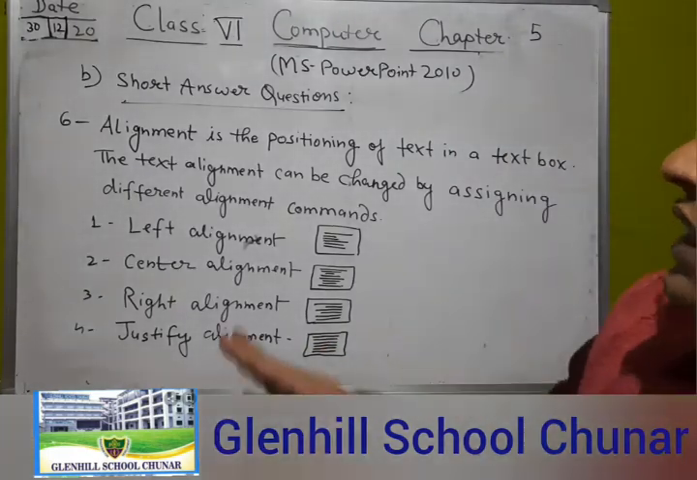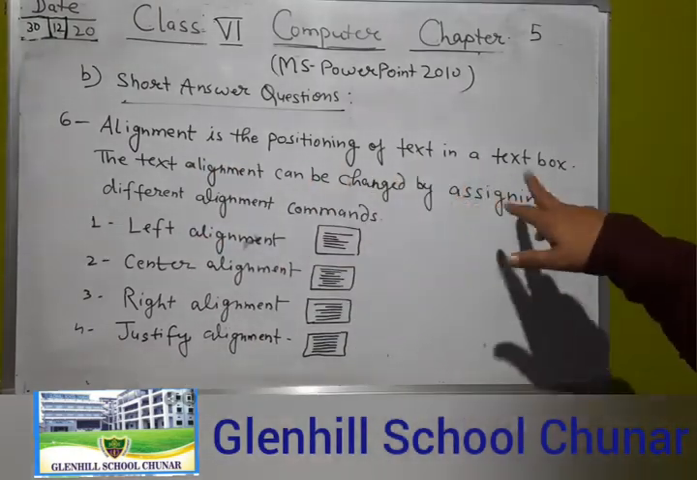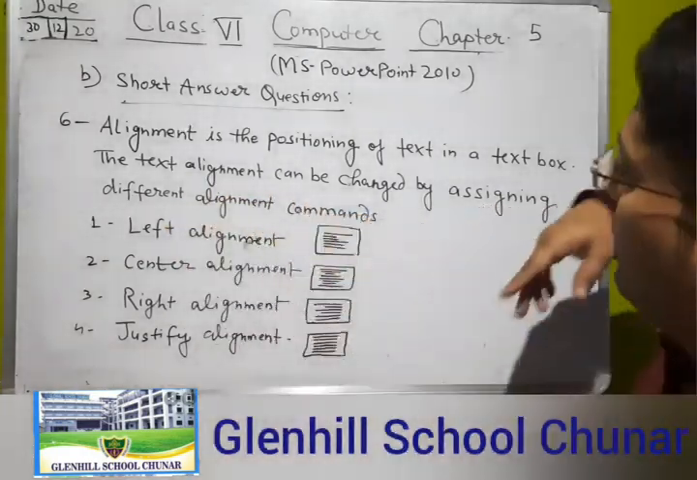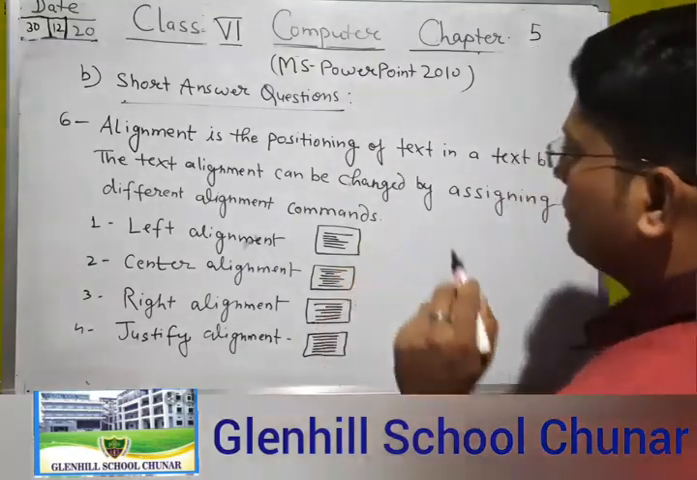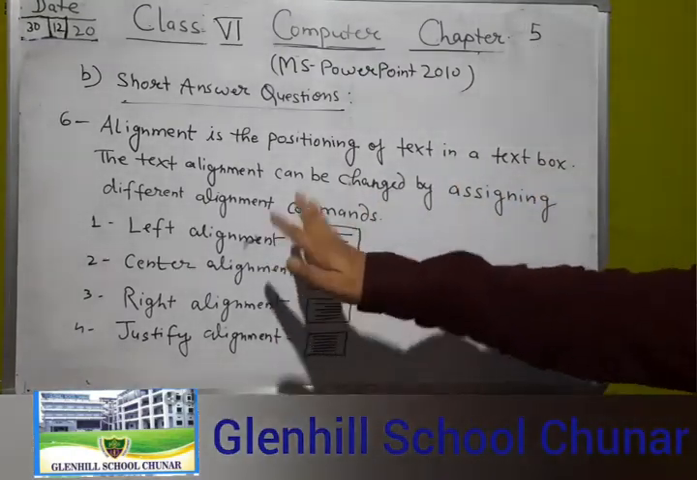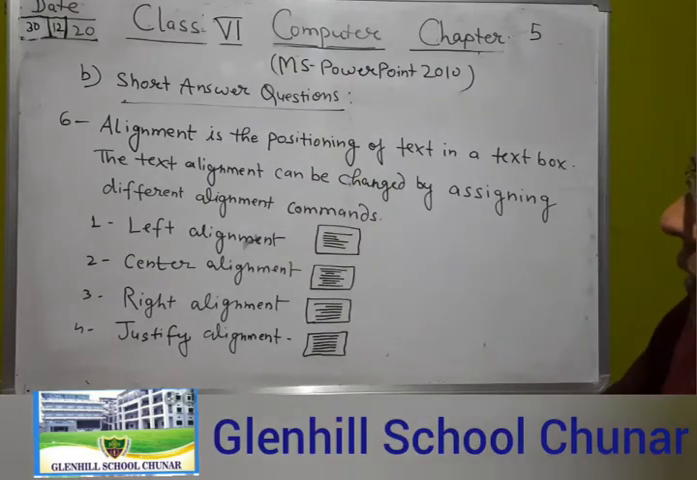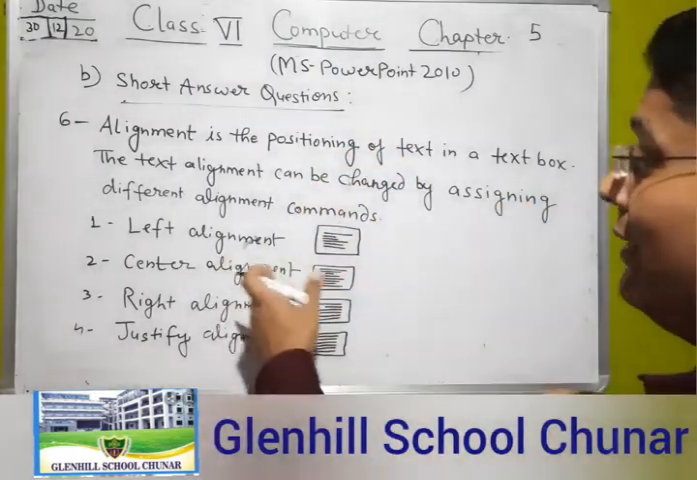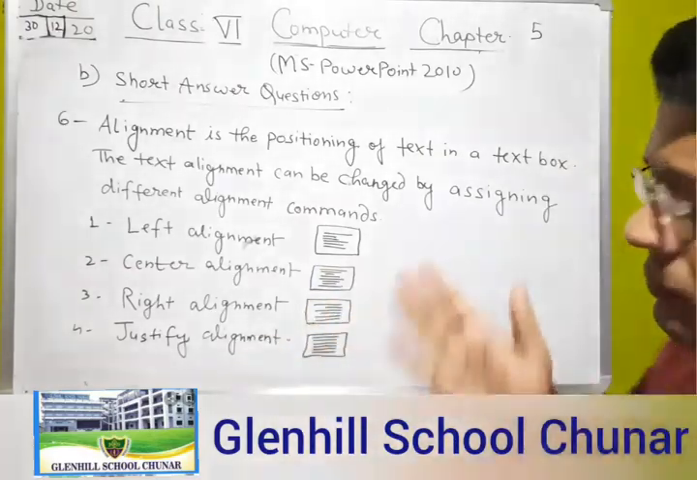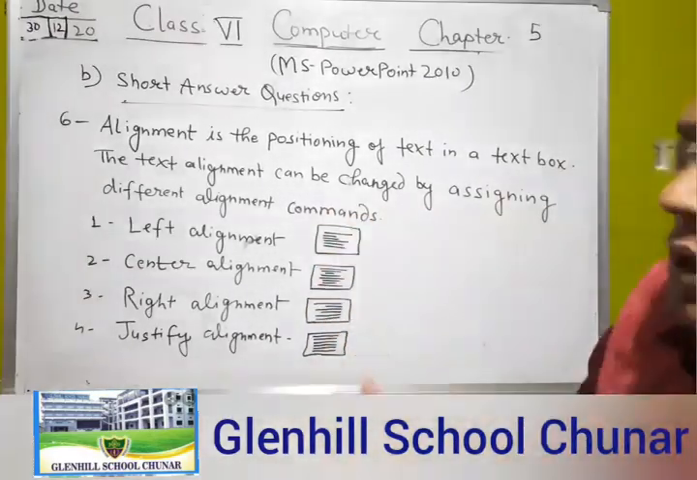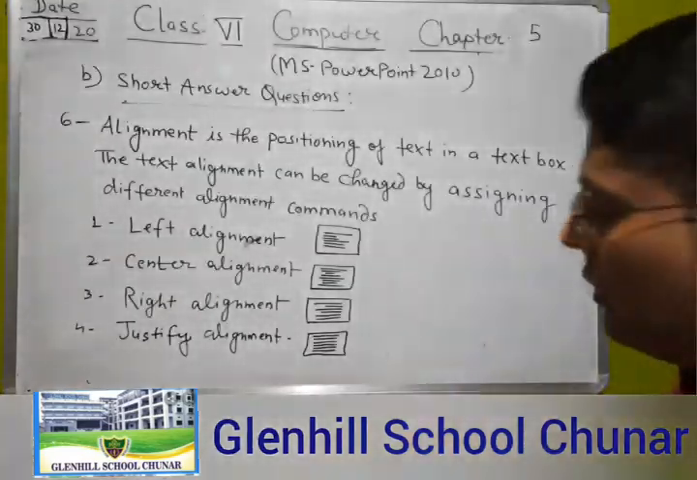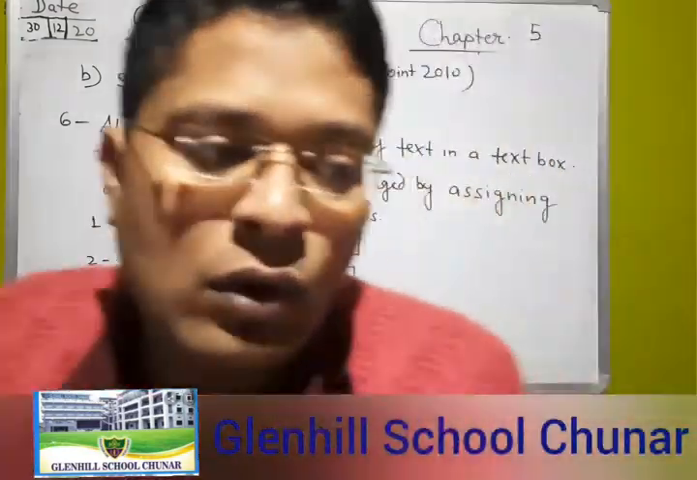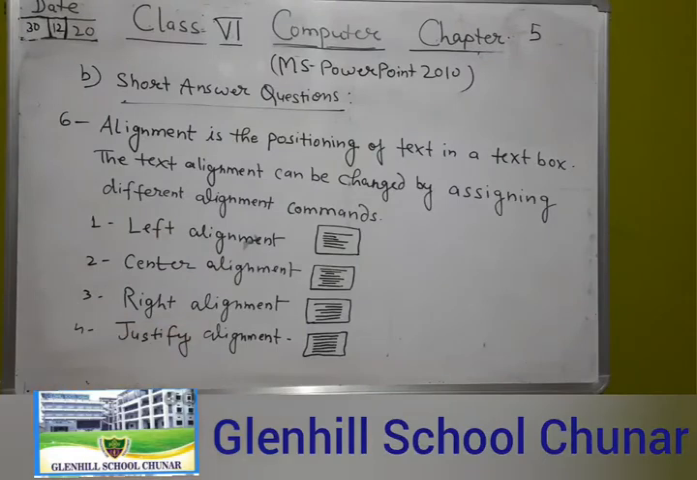Okay, alignment is the positioning of text in a text box, and the text alignment can be changed by assigning different alignment commands. Left alignment starts from this side, so the left side is equal. Center alignment, both sides are the same, but in the middle the text is not equal. Right alignment, the right side is equal. And justify, all lines are equal from both sides. So do that.